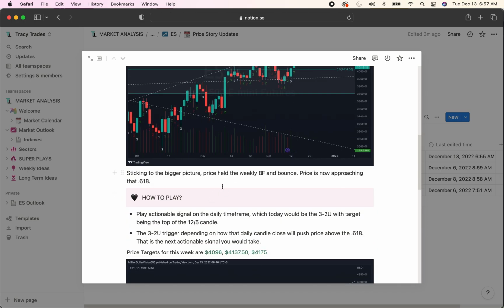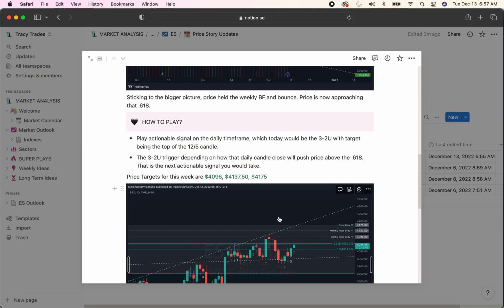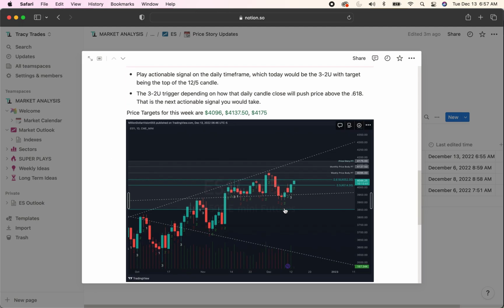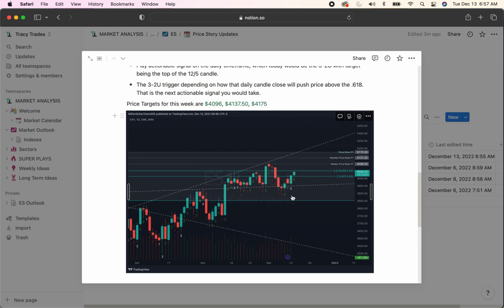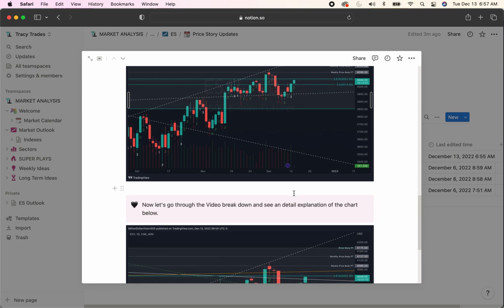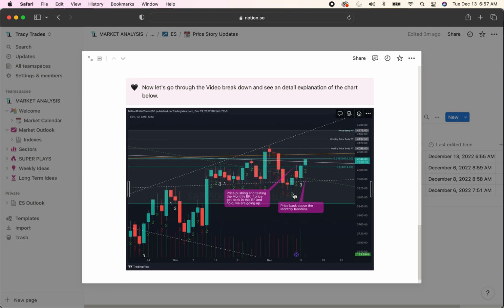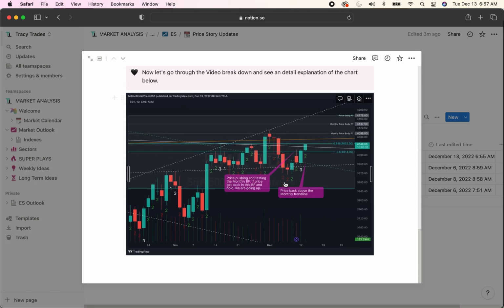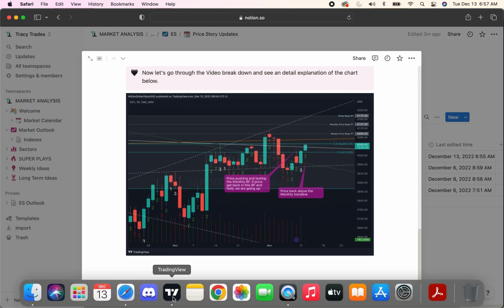How do you play it? Play the actionable signal on a daily time frame. We'll go more into this when I go live on the chart, but just showing you guys how to play it. What are my price targets? And the photo for the chart. Now, what I want to do is show you guys some of the things that I mentioned last week that were important so you guys can see it this week. I also put a visual here, a picture, just so you can kind of see it. But let's dive into the chart right now.